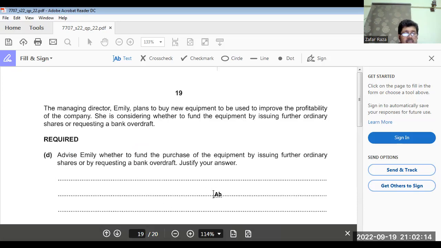What next? The managing director plans to buy new equipment to improve the profitability of the group. She's considering whether to fund the equipment by issuing further shares or requesting a bank overdraft. You know, equity and debt financing. This is the topic of equity or debt financing, which you might have studied in your BS. In all the cases, I think equity financing is better than debt financing because debt financing needs to be redeemed. And when she's taking a bank overdraft, this is a current liability and she has to pay heavy interest along with the principal amount within a year.